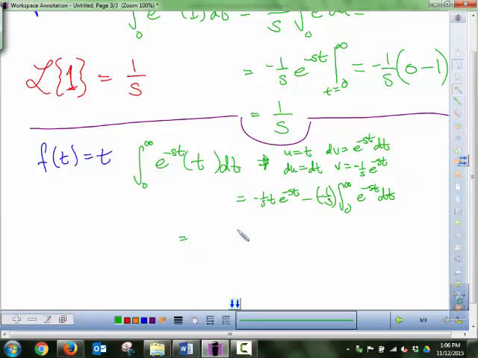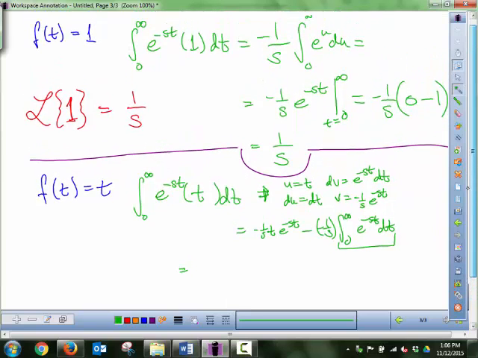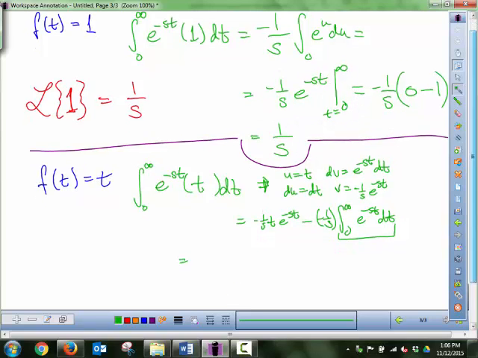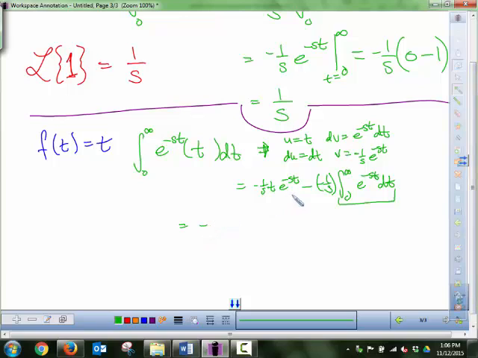Now, this is, hey, we just did this up here, right? Well, at least it's equal to this without putting in the limits yet. Let's put in the limits towards the end. Let me rewrite that uv again, negative 1 over s t e to the negative st. And then now I'll put a plus here, 1 over s. And then this whole integral here that I underlined is equal to negative 1 over s e to the negative st.